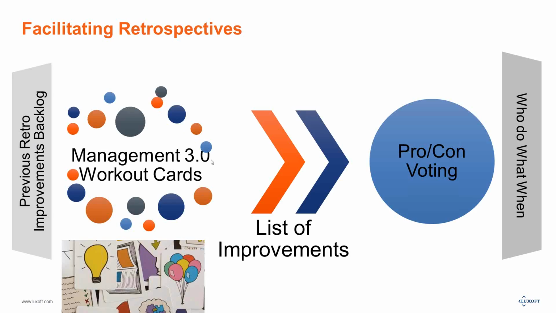You can use Management 3.0 workout cards. It is represented over here. These cards are used within the Management 3.0 concept. These are cards that can be played on associations. We do it in the following way in our teams. For instance, the team is sitting in a round and everybody gets 3 cards, and one person puts a card on the table in front of all people.